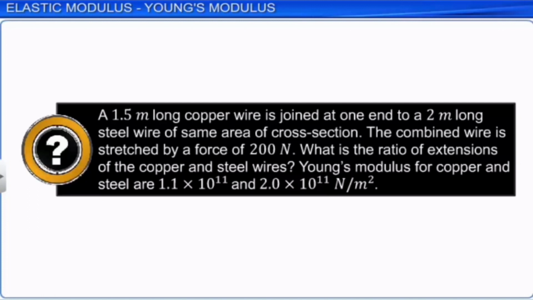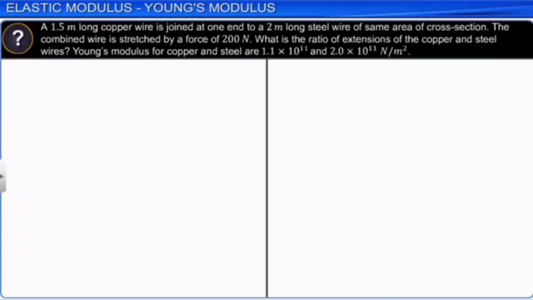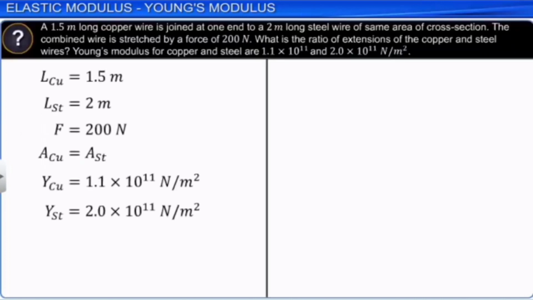Young's modulus for copper and steel are 1.1 times 10 to the power 11 and 2.0 times 10 to the power 11 newtons per meter square. The values given in the problem are the original lengths of the two wires, load, and Young modulus for each material. We write the expression for Y for the copper and steel wires.